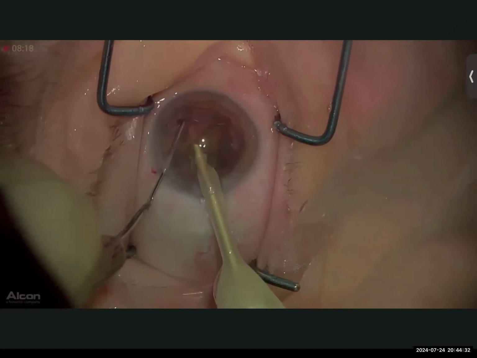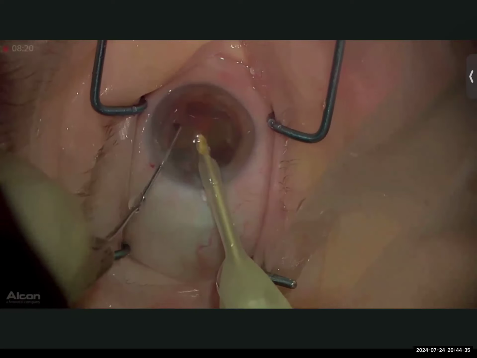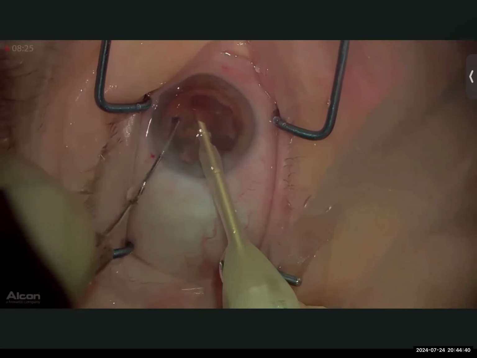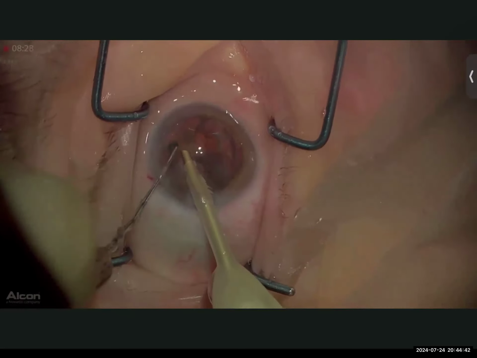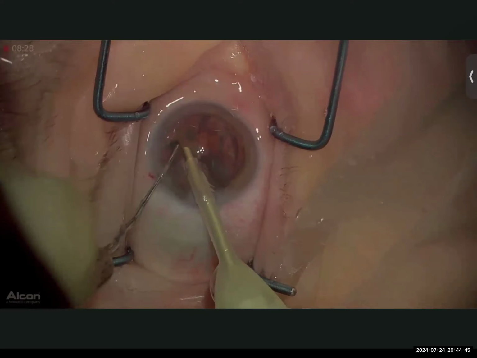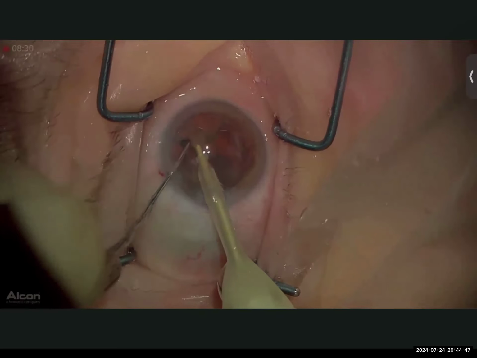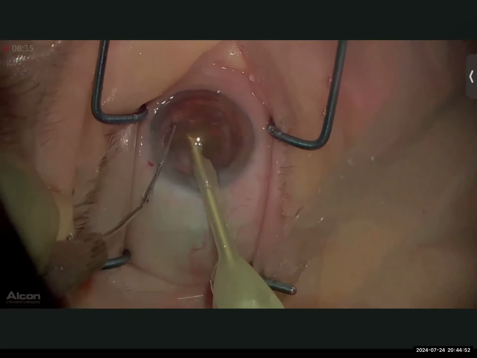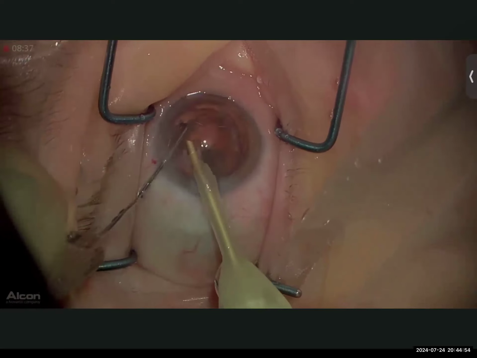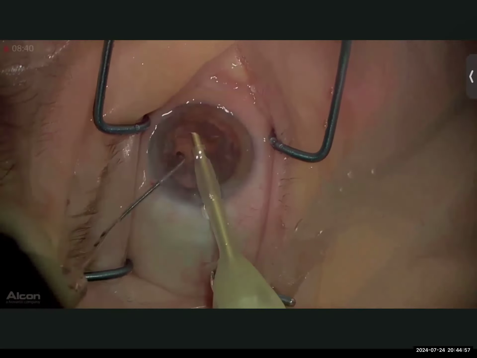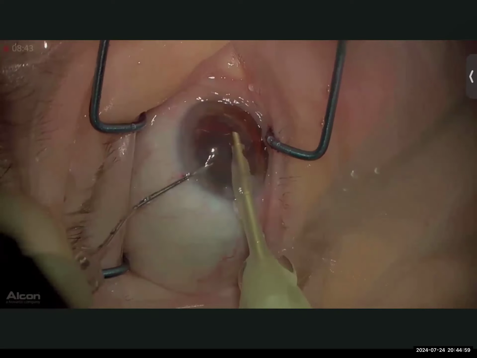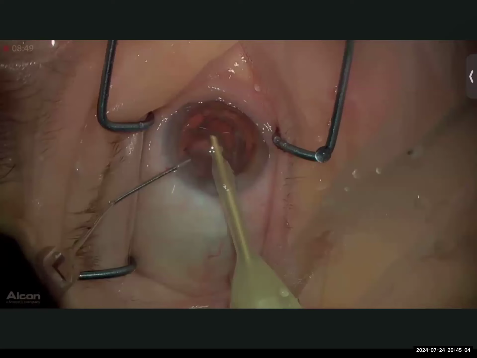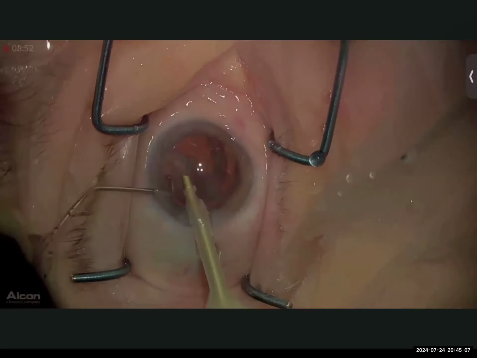All right, so then we lyse it. So what we're doing is using pure mechanical energy to fragment the nucleus into multiple little pieces. We're not using a lot of ultrasound energy to sculpt grooves. In addition, we're not putting stress on the capsular bag, because what braces the nucleus and provides counterfixation is the phaco tip. So all the manual mechanical energy is directed one instrument against the other, rather than requiring the capsular bag and zonules to support things.